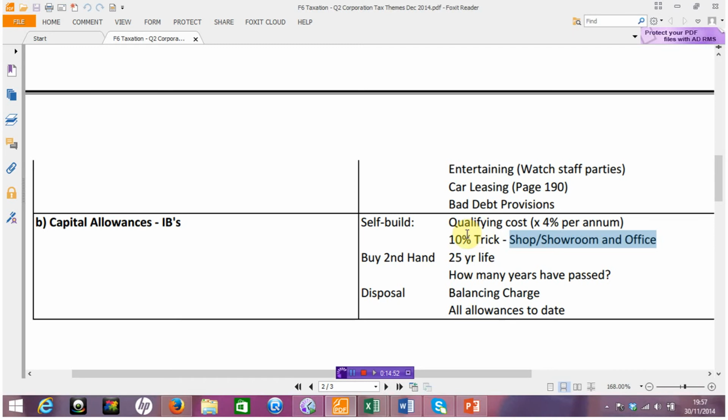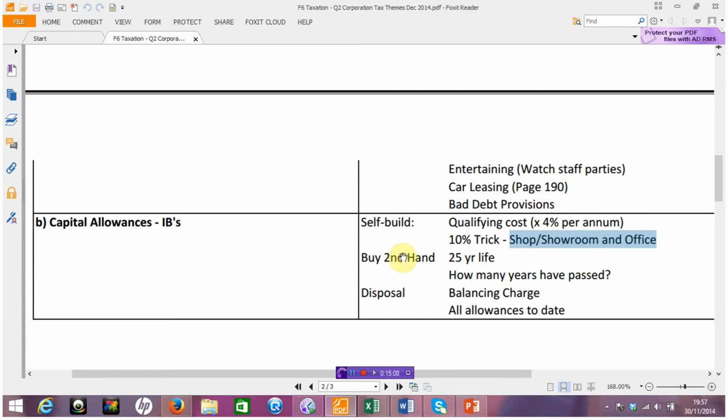Okay, but if in doubt, certainly don't deliberate or delay. If in doubt, make a decision either way. Either these items are going to be included or they're not. Make a decision, apply your 4% and get that 4% into your computation.